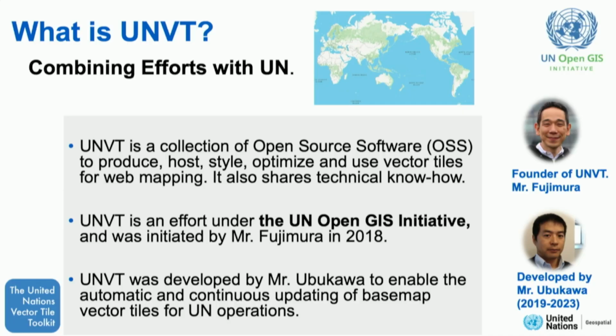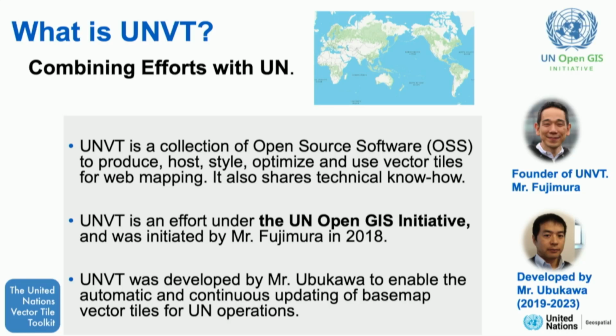UNVT is a collection of open source software to produce, host, style, optimize, and use vector tiles for web mapping. It also shares technical know-how. So our codes are openly shared on GitHub, ensuring accessibility for all.